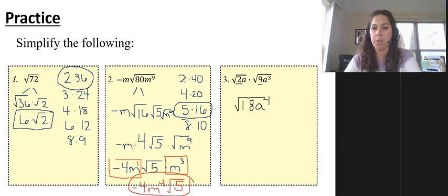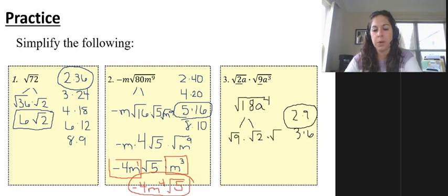So now let's go ahead and break up 18. So my factors of 18: 2 and 9, 3 and 6. Well, we want the one with the largest perfect square. 9's my perfect square. So this breaks down into the square root of 9 times the square root of 2 times the square root of a to the 4th. Well, the square root of 9 we know is 3. Square root of 2, it's broken down as far as it can go. And then remember, a to the 4th, what's the square root of that? It gives us a squared.